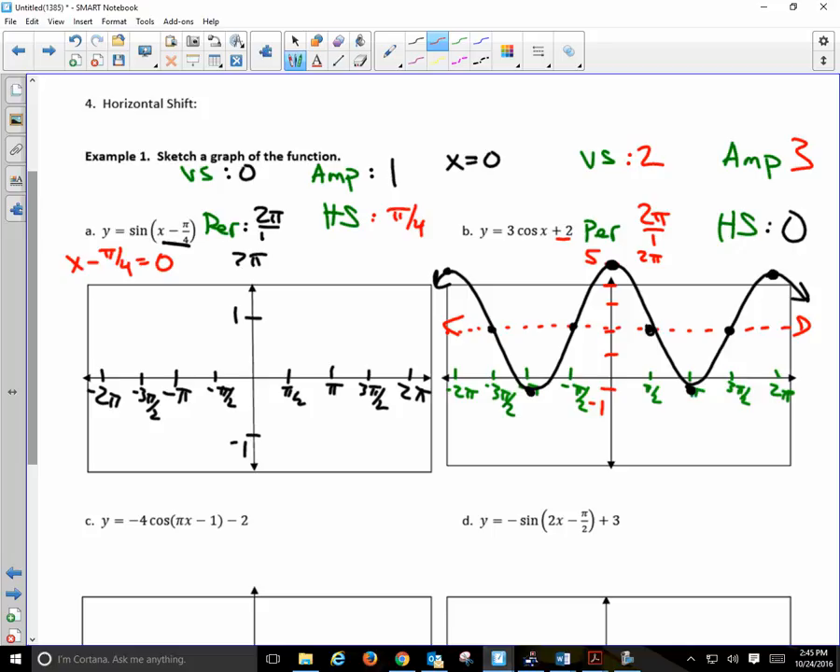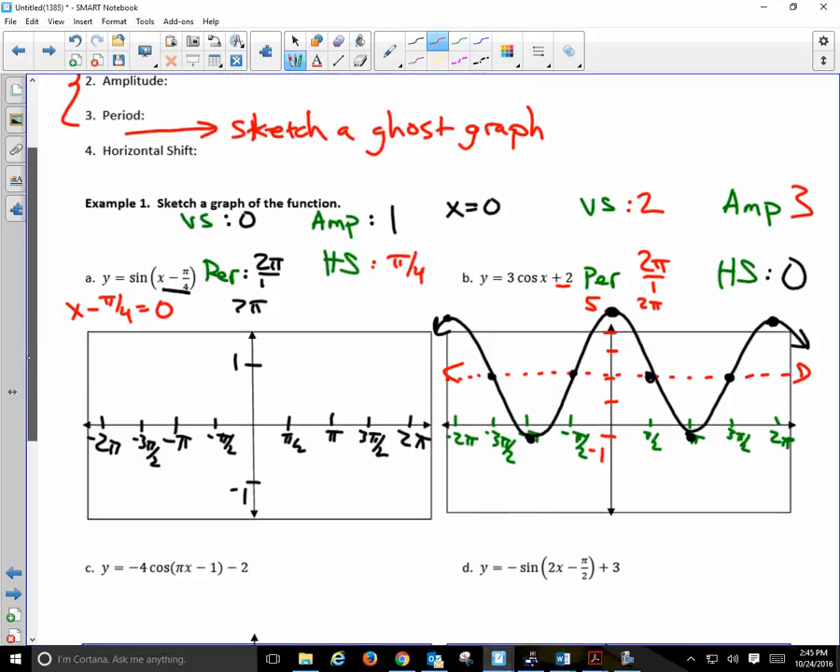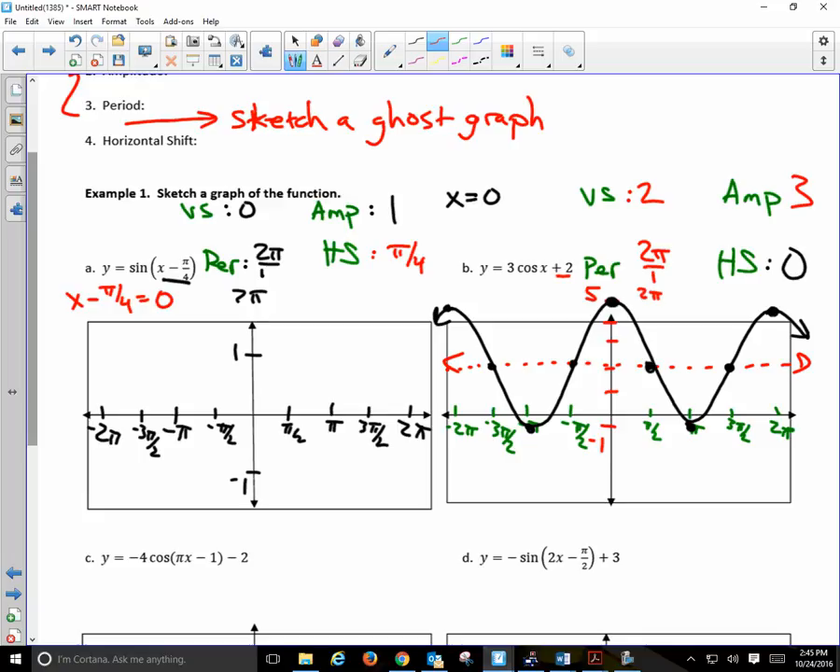If I have a horizontal shift, I do something different. I do these 3, and then I stop and I sketch. I call it a ghost graph. A lot of people really struggle to make the horizontal shift appropriately. So what I'm going to do is sketch a ghost graph. That's what the graph would look like without the horizontal shift. So let's not think of the horizontal shift right now. Let's sketch everything but the horizontal shift.